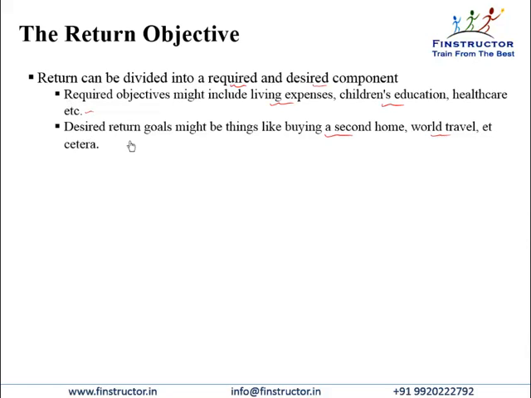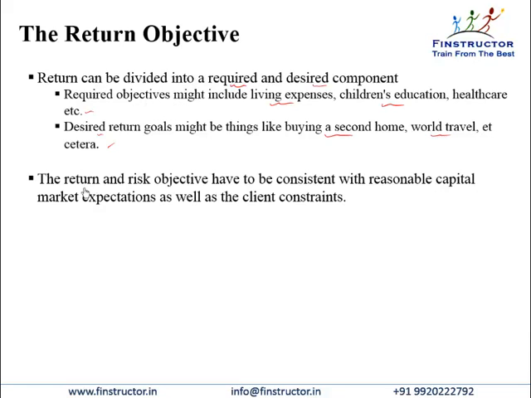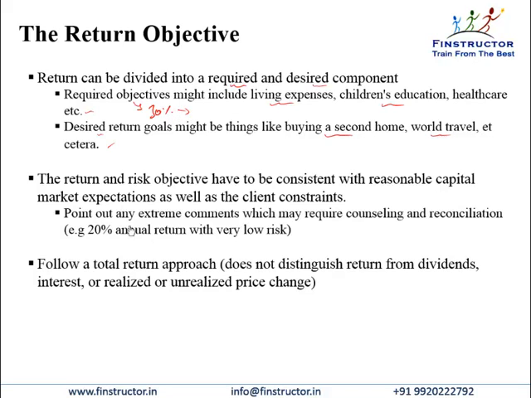If there is sufficient wealth and there is ability of the portfolio to achieve these desired returns, then of course you will construct an asset allocation accordingly. So required or critical objectives must be met, and how easy these are to meet will decide the risk tolerance that we will study next. The return and risk objective have to be consistent with reasonable capital market expectations. So if the required objectives need a 30% return, then the client needs counseling and you need to bring this number down, because it is unfair to expect such a high return from any portfolio. So point out any extreme comments which may require counseling and reconciliation.